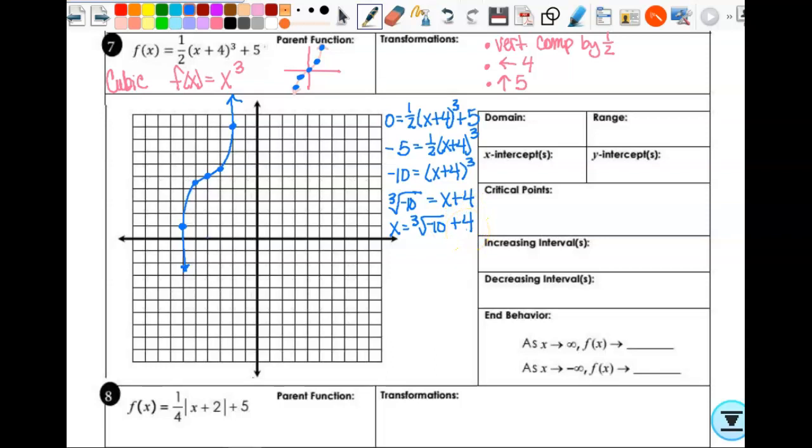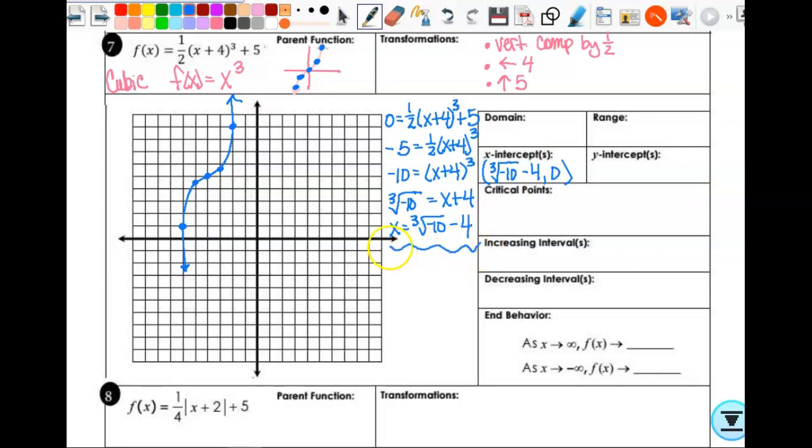Oh, wait, I'm sorry. What did I do wrong? -4. Oh, dang it. Sorry. I don't know what I said. Hopefully I said it right. I subtract 4, so it should be -4. So this gives me cube root of -10 minus 4, comma 0. Right?